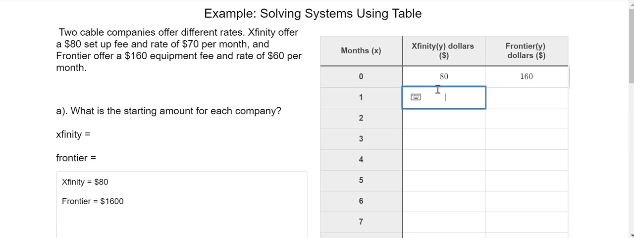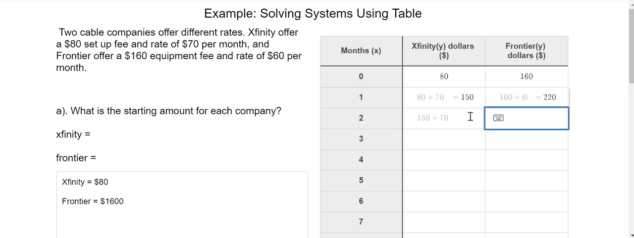Now we know the rate of change for Xfinity is 70. So we are going to add 70 to 80 to find the next term, or the total cost for the first month. So 80 plus 70, and just press enter. It will do the calculation for you. Same thing for Frontier. We have 160 plus 60. Now to find the second month, we are going to add 150 plus 70, then enter. For Frontier, same thing, 220 plus 60, then enter.